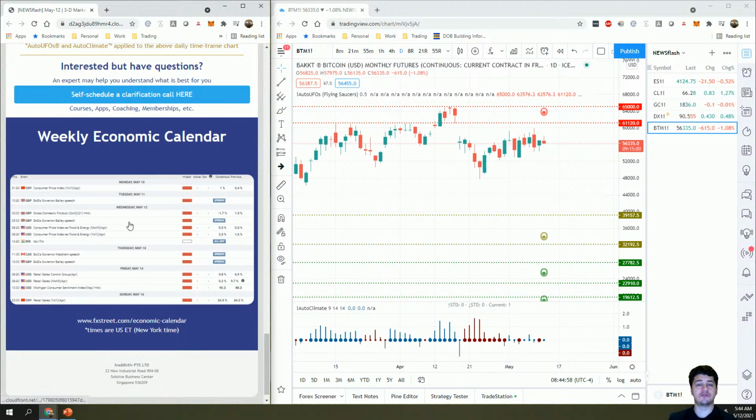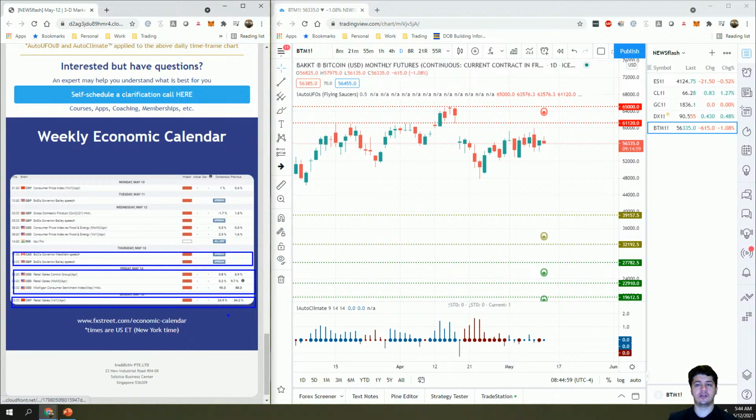All right, as far as news, we have GDP on GBP. That's coming up today. I think that's already posted. Bank of England's speech, consumer price index, Eid al-Fitr in India, which is a national holiday, the end of Ramadan. So Bank of Canada speech, retail sales on Friday, and then retail sales in China on Sunday.